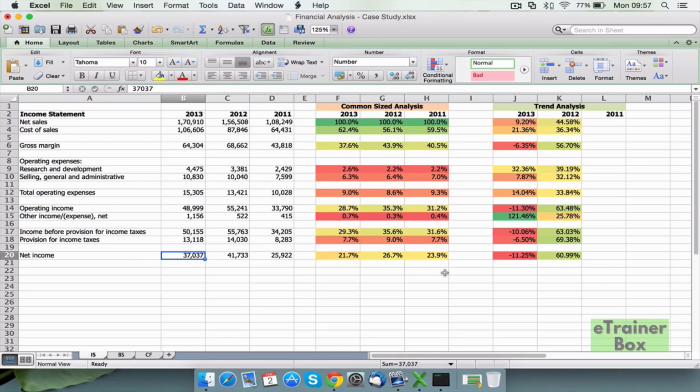So in this video, we've learned two important things. One is the common sized analysis. The other one is the trend analysis. It gives us two different perspectives to analyze the income statement. In the next video, let's see how a balance sheet is analyzed.